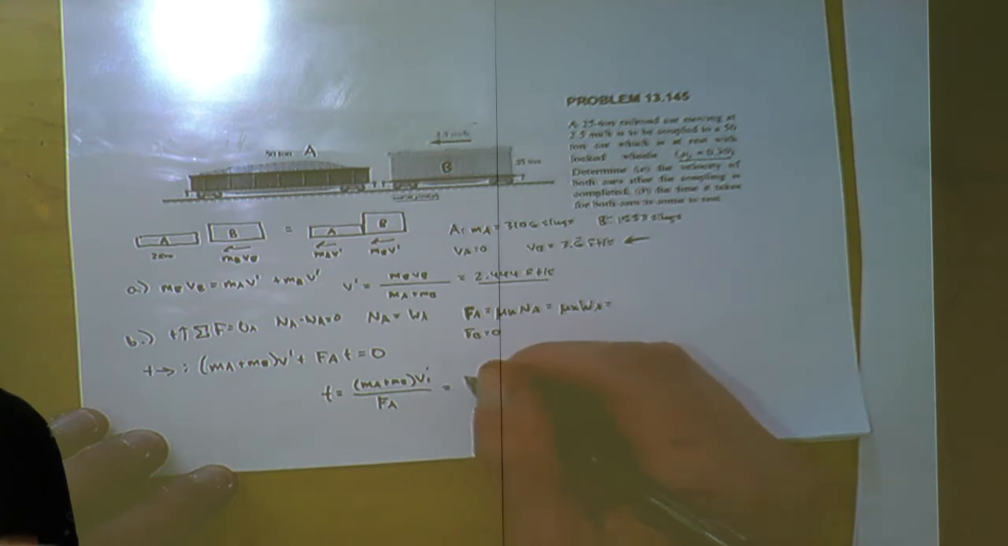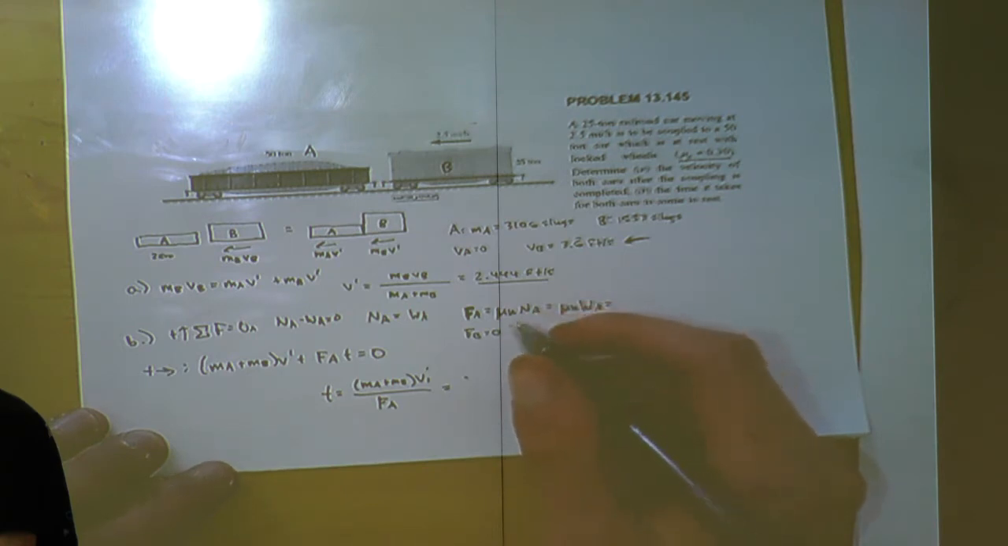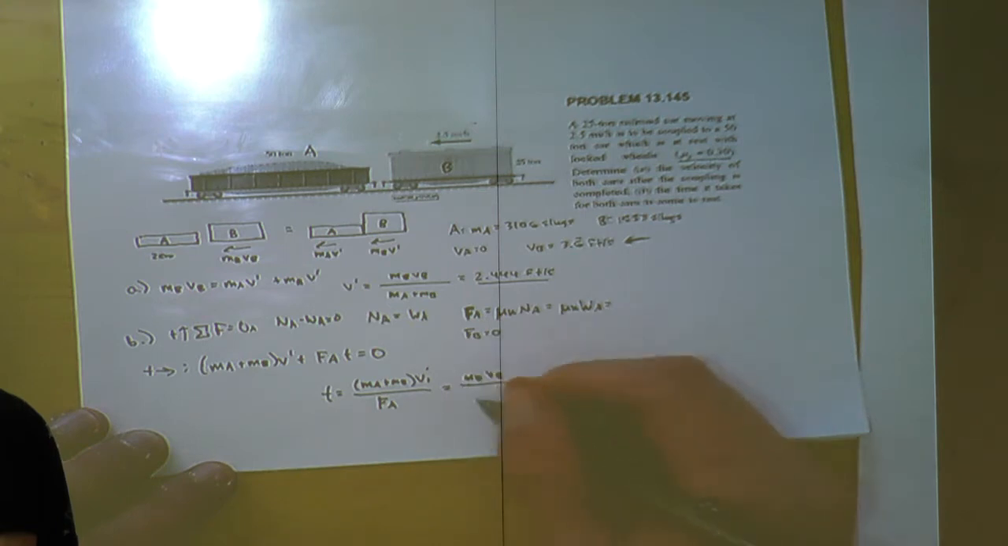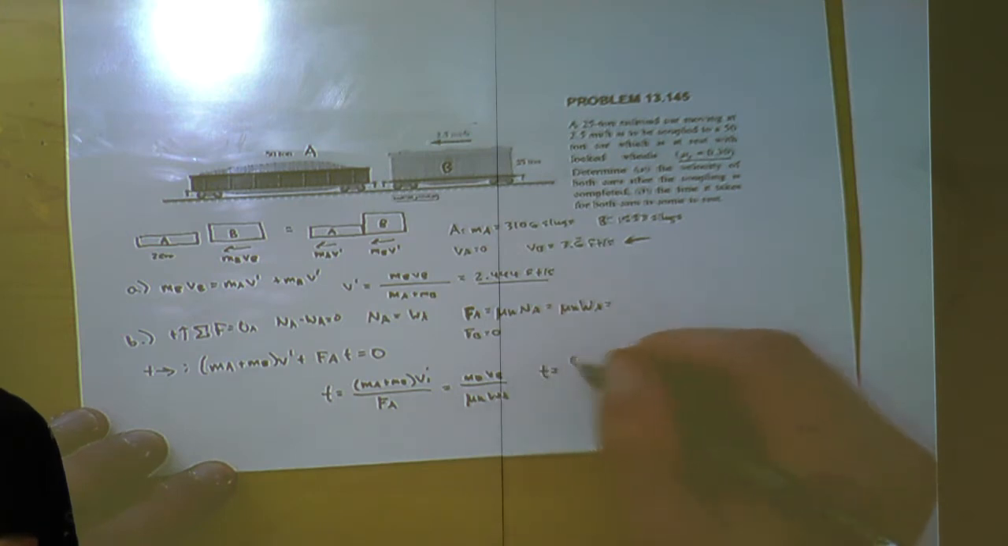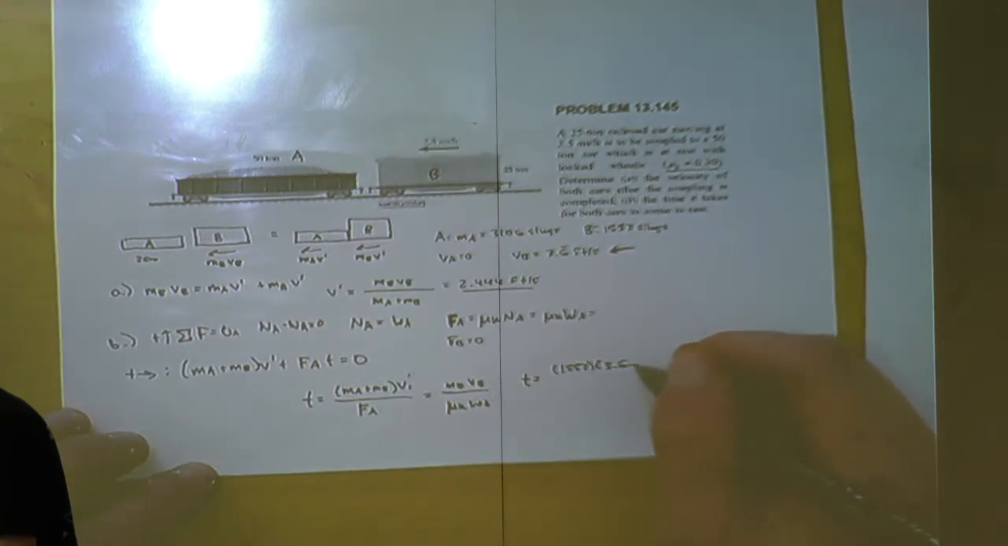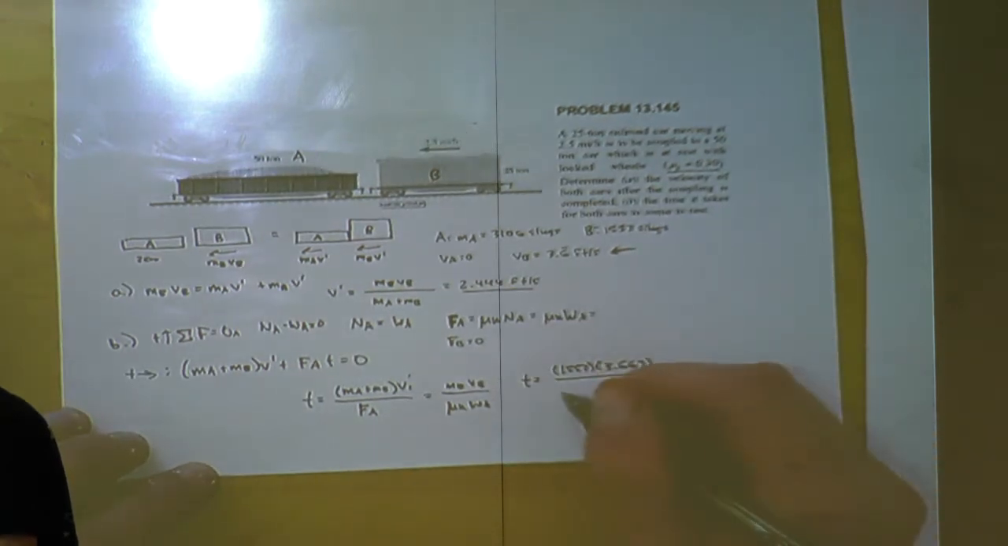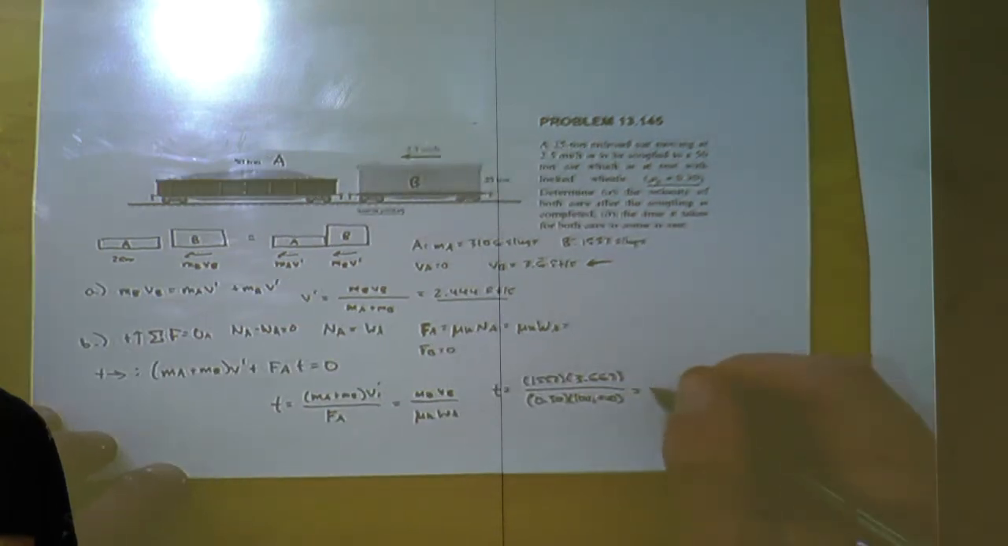That's going to be mb over that. So we get t is equal to 1553 over 3.667 over 0.30 times 100,000 pounds. And it's going to be equal to 0.1898 seconds.